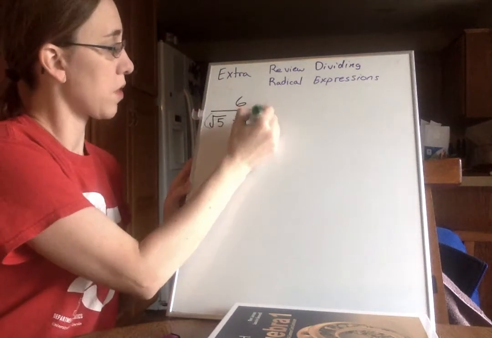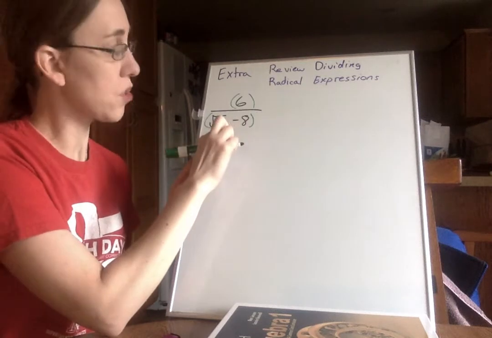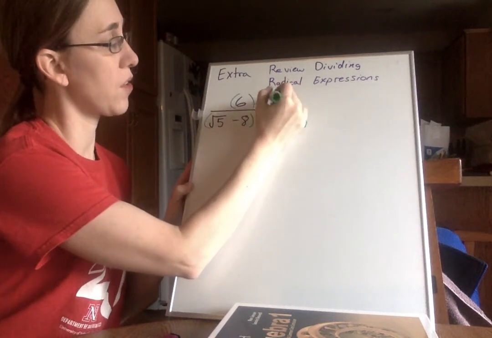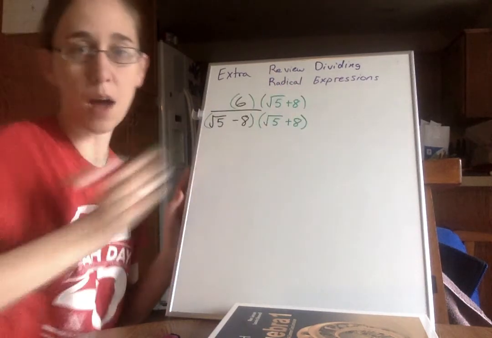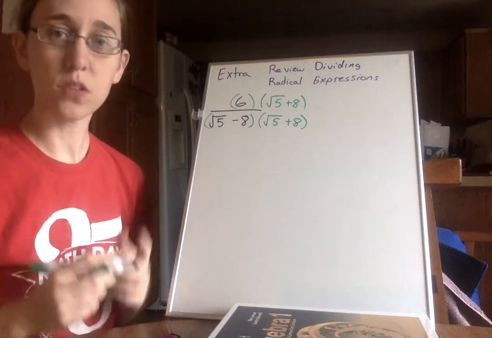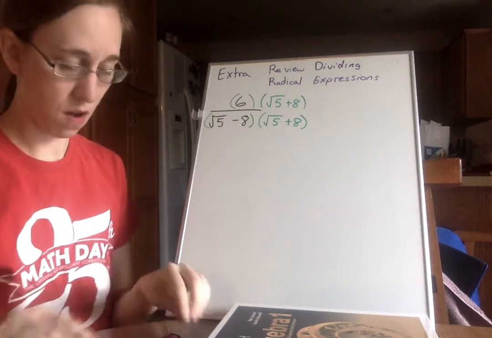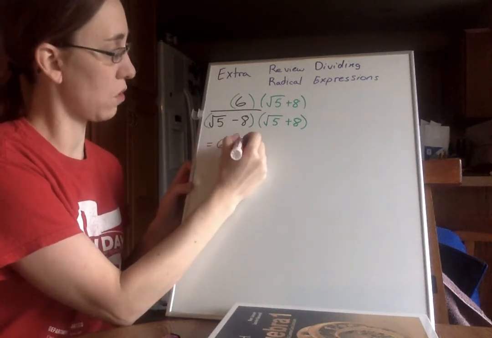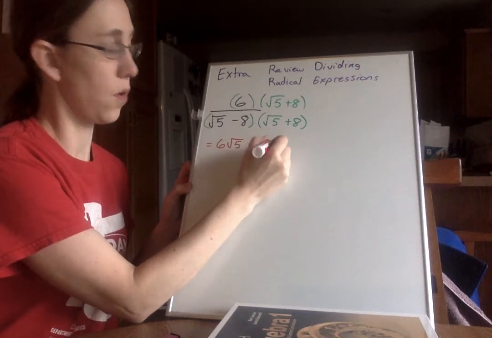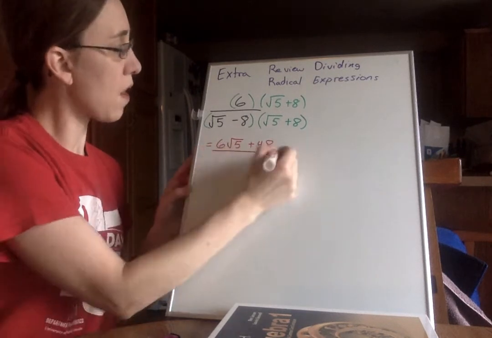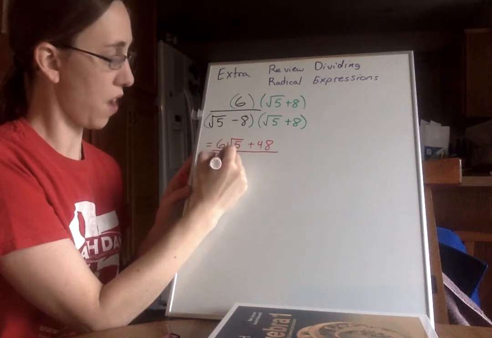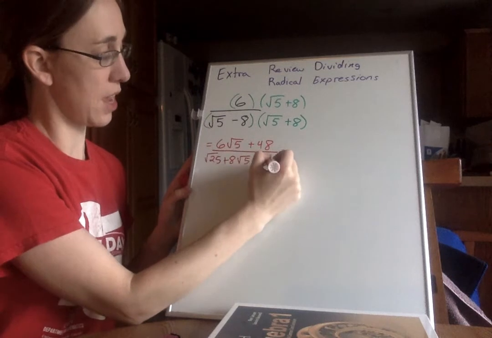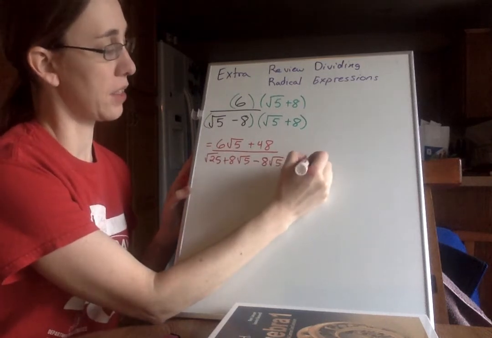So I'm going to put in my parentheses, and then my conjugate is going to be square root of 5 plus 8. Whatever we do on the bottom, we have to do on the top as well. And now we can distribute on the top and do FOIL on the bottom. So on top, when we distribute, we're going to get 6 square root of 5 plus 48. When we FOIL on the bottom, we're going to get the square root of 25 plus 8 square root 5 minus 8 square root 5 minus 64.